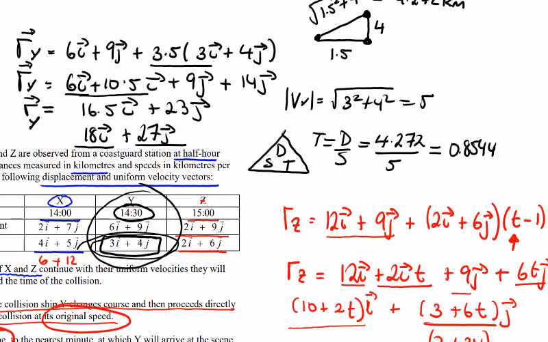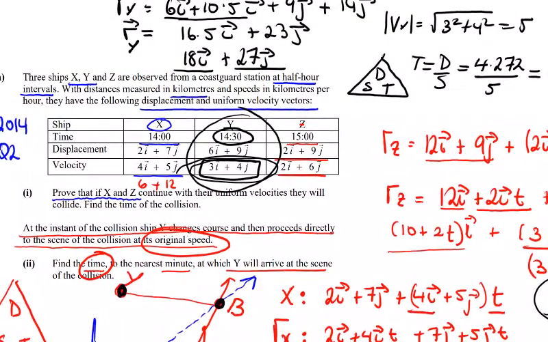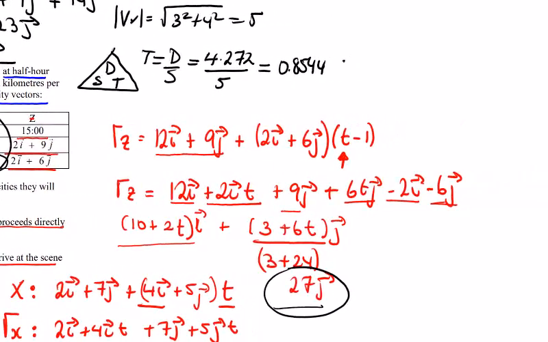That's 0.8544 of an hour, and we're asked to the nearest minute down here, so I'm going to multiply this by 60 to get 51.264 minutes. So to the nearest minute, 51 minutes before Y gets there.